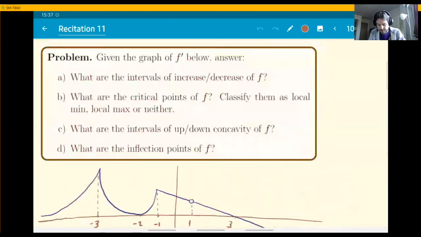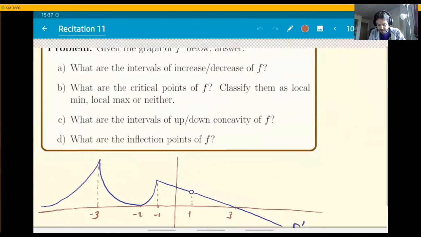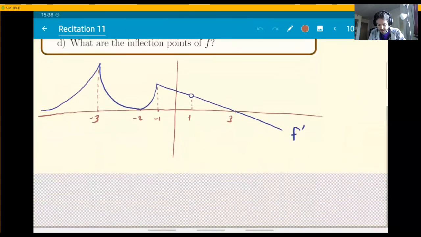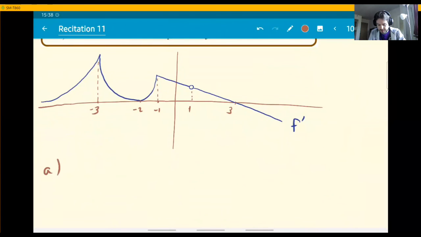Moving on. Last one that I have here. Another graphical problem. Given the graph of f prime, be careful, this is f prime. Answer these questions. What are the intervals of increase, decrease of f, critical points, intervals of concavity, and inflection points? Yeah, so let's do all of that looking at the graph. Item A, intervals where f is increasing or decreasing. It's talking about f, and this is f prime.